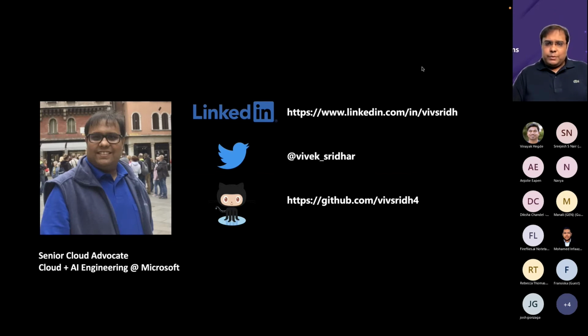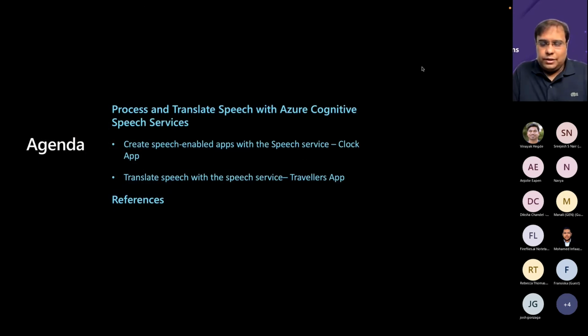From an agenda perspective, as Vinayak spoke about, we're going to do two things. One is to build a clock app, which specifically uses the speech service, where you're asking for the time and it is replying back with the time in a specific voice and other things. And the other app is a traveler app, which is basically translation between languages. We're going to see all these things and spend some time on the references. It's a couple of links which I'm going to give you.